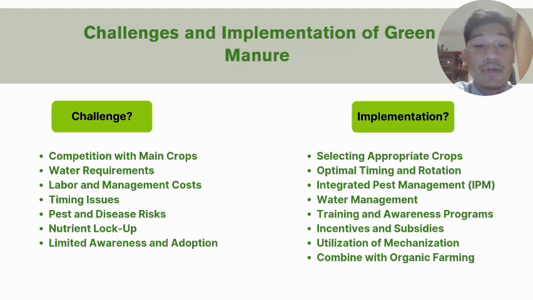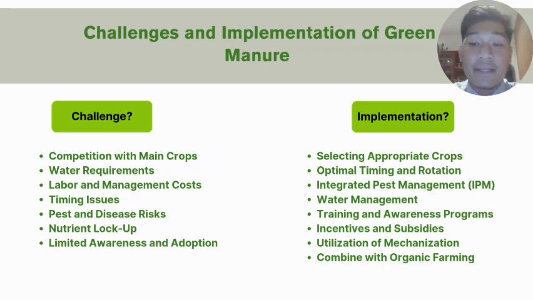Six is nutrient lockup. If the green manures decompose slowly, nutrients might be temporarily unavailable to subsequent crops, delaying their uptake. Last is limited awareness and adoption. Farmers, particularly in developing regions, may lack awareness or knowledge of the benefits of green manure, which leading to its underutilization.